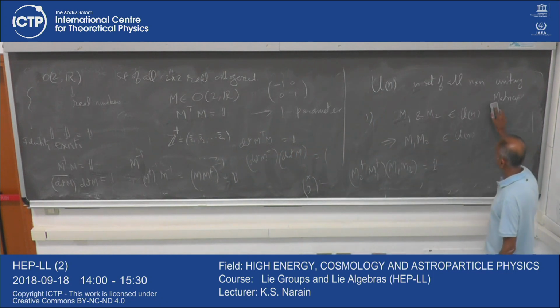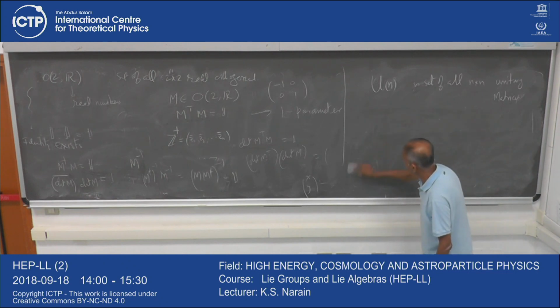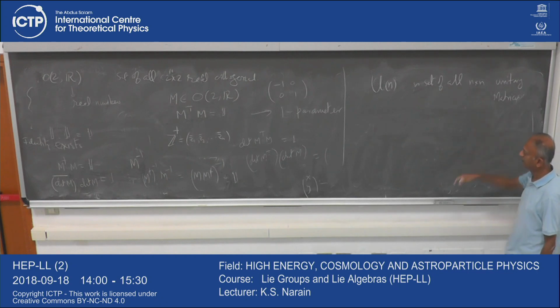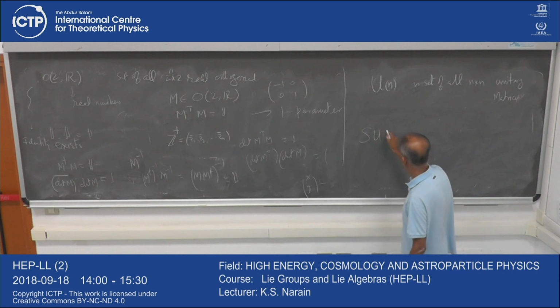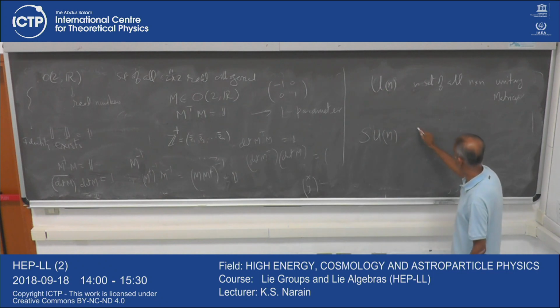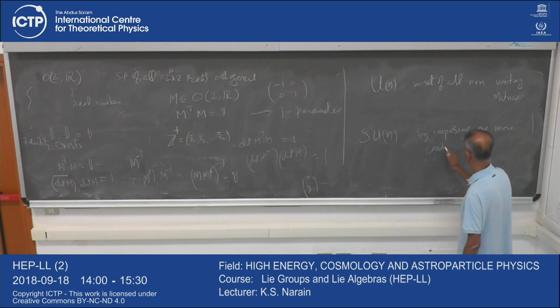Now, once again, just like the relation between O(N) and SO(N), we can impose one more condition. This was the set of all n cross n unitary matrices, but now we can define a subgroup, a smaller set contained in U(N), by imposing one more condition, namely, the determinant of M is 1.